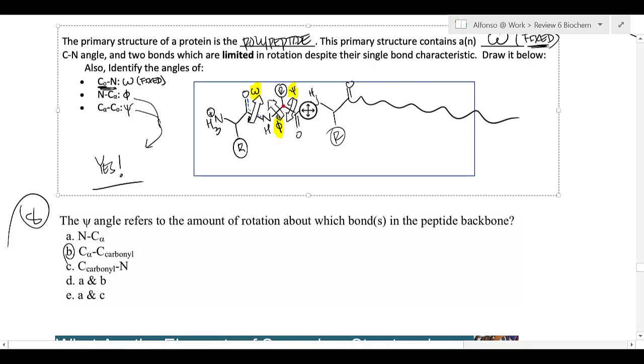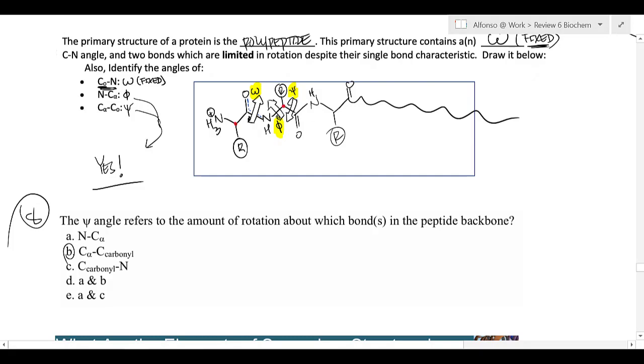So the alpha carbon has all the R groups. So each one of these is an alpha carbon. So there is rotation about the alpha carbon and the carbonyl, and that is the psi angle. So that is the answer for number 8B. Are there any questions about number 8?